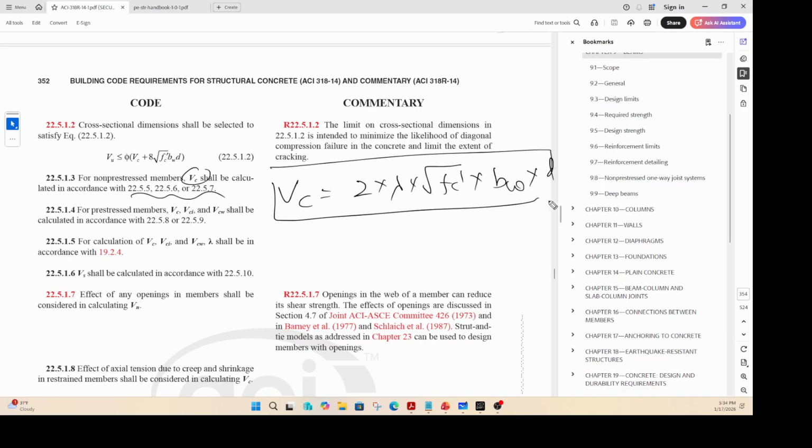So that is many times the case. I mean, it's pretty straightforward. You'll see these problems in the exam. Okay, you will be given a beam, and then there will be some reinforcement. Then they'll ask you the shear capacity. So you'll be wondering how to calculate your Vc.